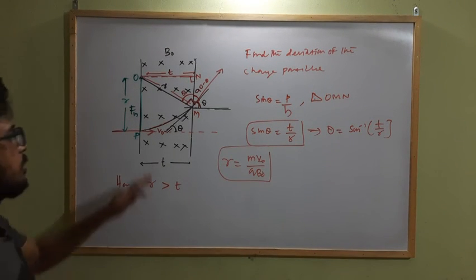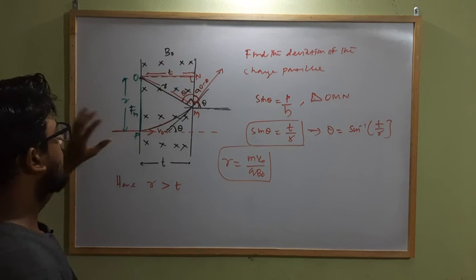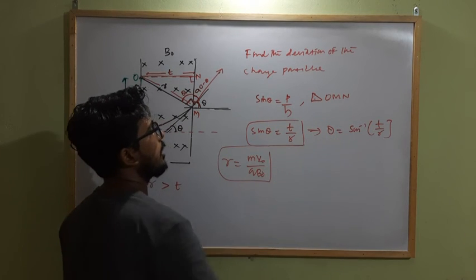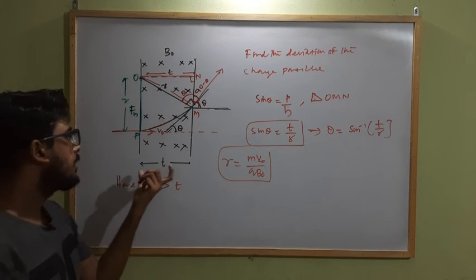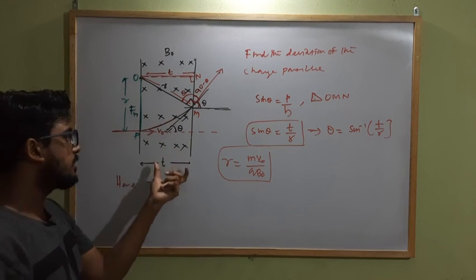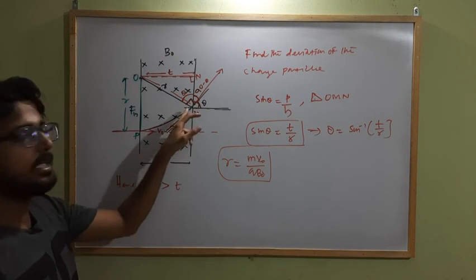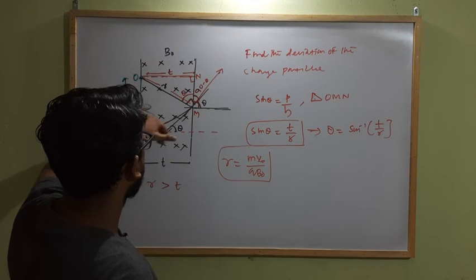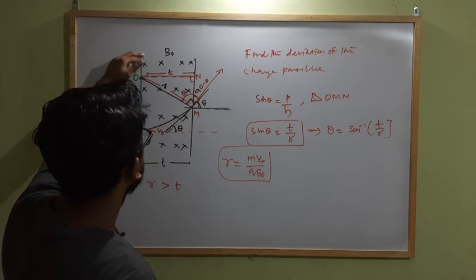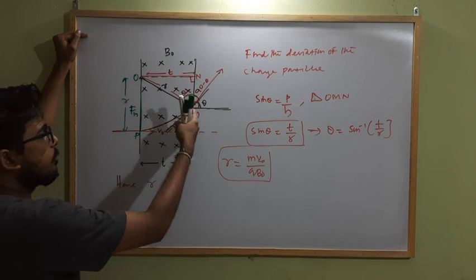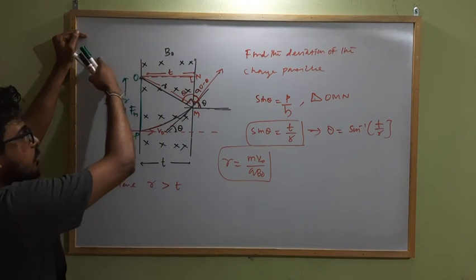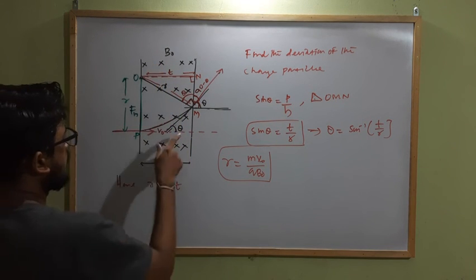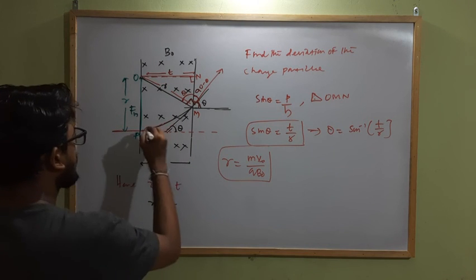Clear? This is the velocity v naught, this is the strength B naught, and the mass of the charge is given as m. So r will be m v naught by q B naught. So the deviation can be calculated by sin inverse t by r, where t is the thickness of the magnetic field region. If t is greater than r, then the particle will not move tangentially. It completes a circular path like this, and at this point again it will deviate along this direction. Here it will not move tangentially, it will return to the path and return to this segment. Then we have to find out the deviation at this point. If here r is less than t, the path will be like this.